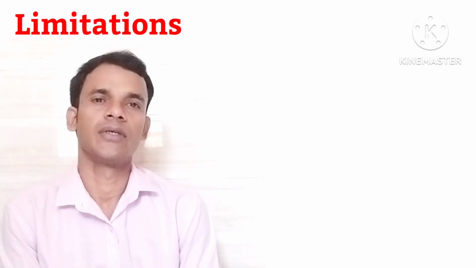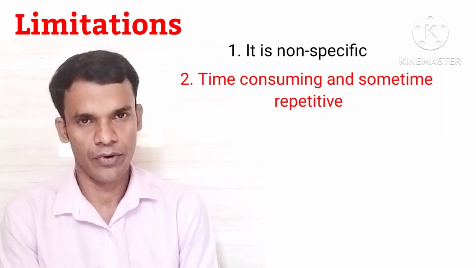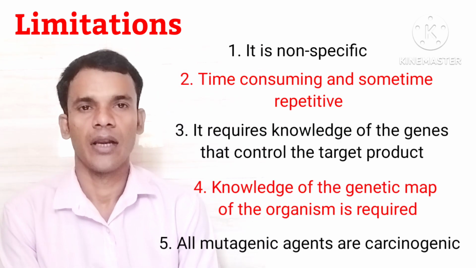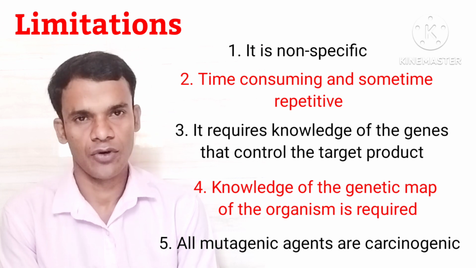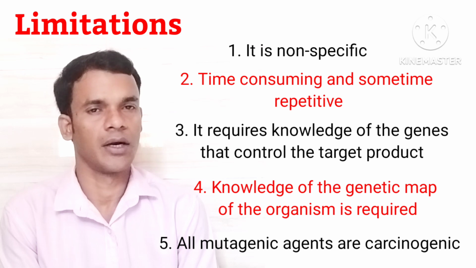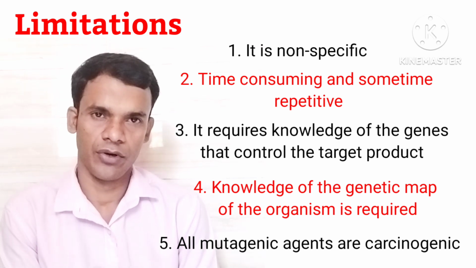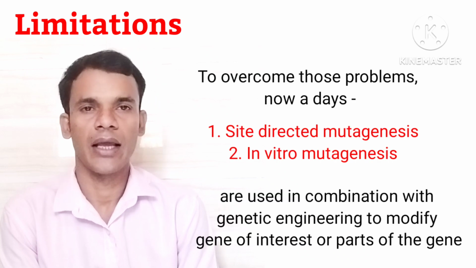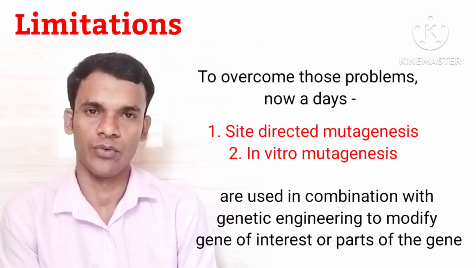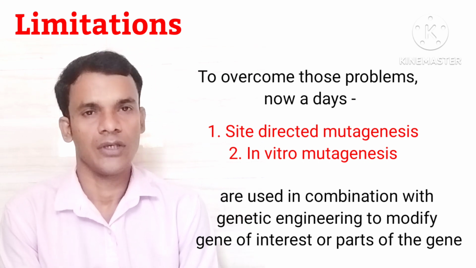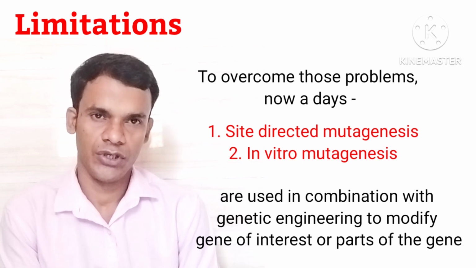Although the classical mutagenesis methods are used more frequently than any other methods, they have some limitations. Like, it is non-specific and time-consuming. It requires knowledge of the gene that controls the target product and the genetic map of the organism. To overcome those problems, site-directed mutagenesis and in vitro mutagenesis are used in combination with genetic engineering to modify the gene of interest or part of the gene.